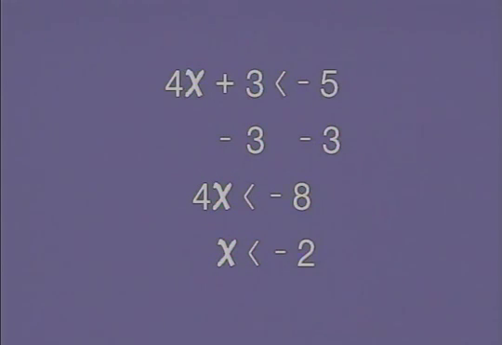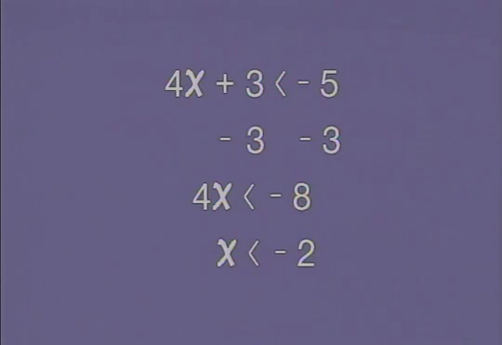You might also try a number that should not work. That is a number that's not less than negative 2. Let's try 0. 0 should not work. 4 times 0 is 0 plus 3 is 3. 3 is not less than negative 5. So therefore, a number that should work did, a number that should not work did not.